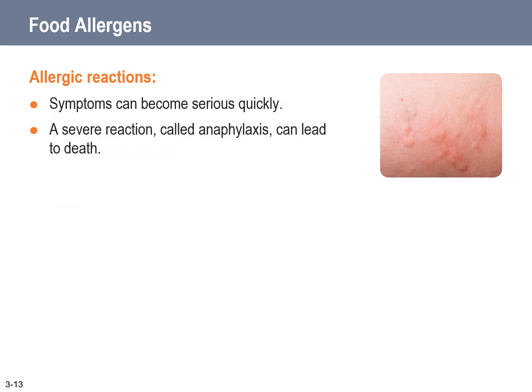Allergic reactions, these symptoms can become serious very, very quickly. And if you have a severe reaction, it's usually called anaphylaxis and can lead to death if it's not treated quickly. Usually, if someone is severely allergic to a protein, they're carrying around something called an EpiPen, and that has to be injected into their outer thigh. This gives them enough epinephrine to get them to the hospital, where the hospital staff can then help them.